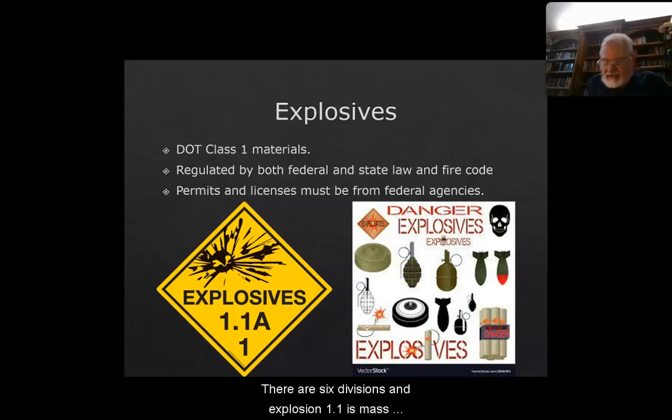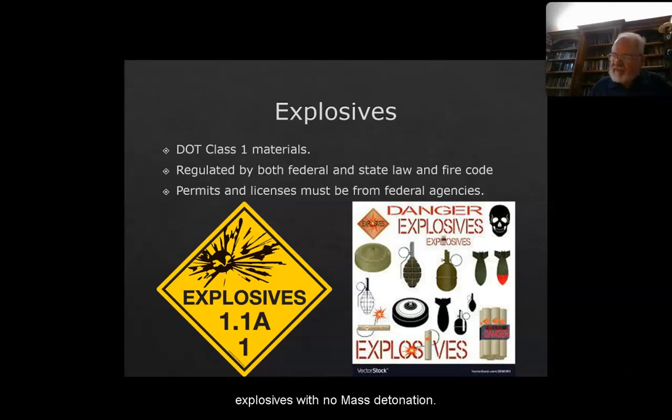There are 6 divisions in explosives. 1.1 is mass explosion hazards, 1.2 projectile hazards, 1.3 fire and minor blast hazards, 1.4 minor explosive hazards, 1.5 very insensitive explosives, and 1.6 extremely insensitive explosives with no mass detonation hazard. For example, commercial fireworks are 1.3G and are compatible for shipment with other explosives in Class G categories such as 1.4G pyrotechnics.